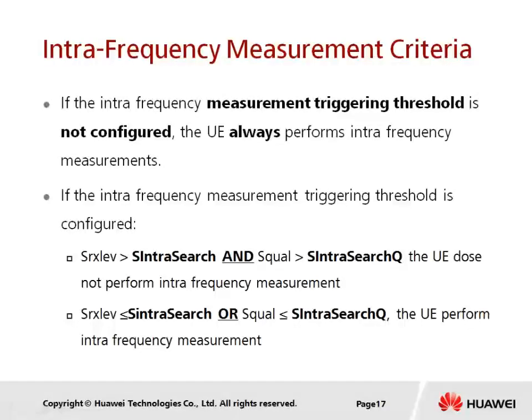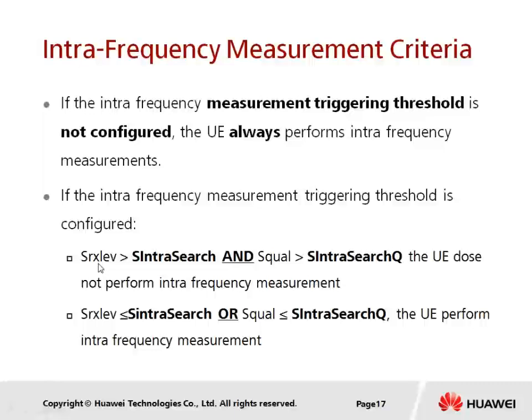Let's start with the intra-frequency cell reselection. We mentioned earlier there are 2 stages. Stage 1 is to start the measurement. For the intra-frequency measurement criteria, if the measurement trigger threshold is not configured, then the user always performs intra-frequency measurement. On the other hand, if the intra-frequency measurement triggering threshold is configured, then the user has to judge whether to perform intra-frequency measurement or not according to the criteria mentioned here.